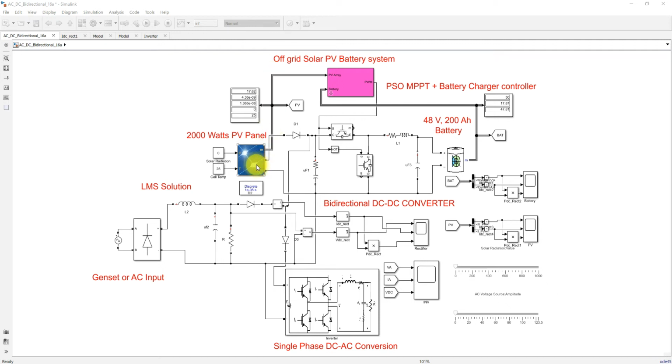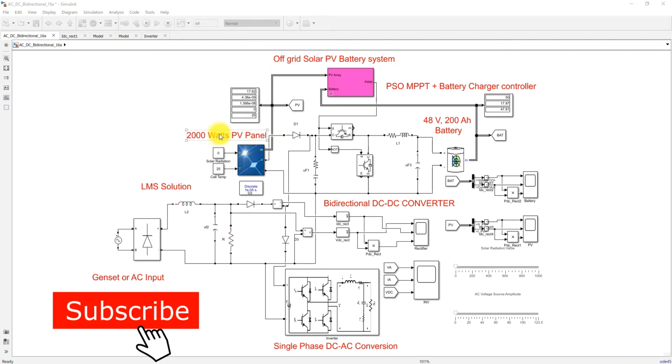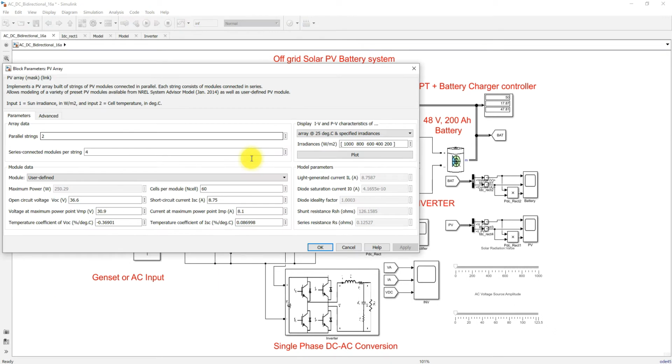The system consists of a solar panel. The rating of the solar panel is a 2000 watts PV panel, and the single panel rating is 250 watts, the voltage at maximum power point is 30.9 volts, and the current at the maximum power point is 8.1 amps. Here we are using 4 series modules per string, and then we have 2 parallel strings.